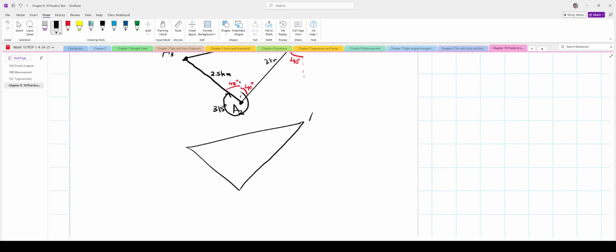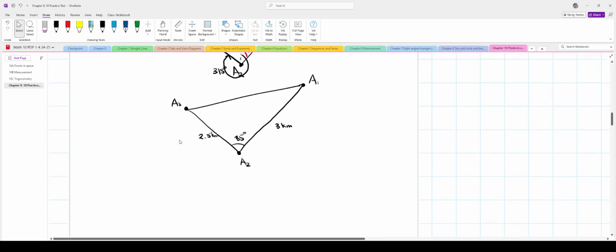Let's go like that. A1, A2, A3, and then the lengths are 2.5 kilometers and 3 kilometers, and then 85 degrees. Now, let's use the graphic organizer to identify some stuff.